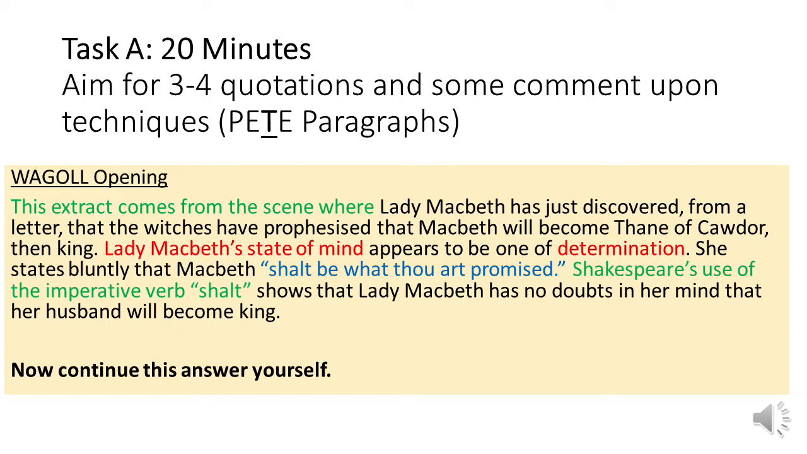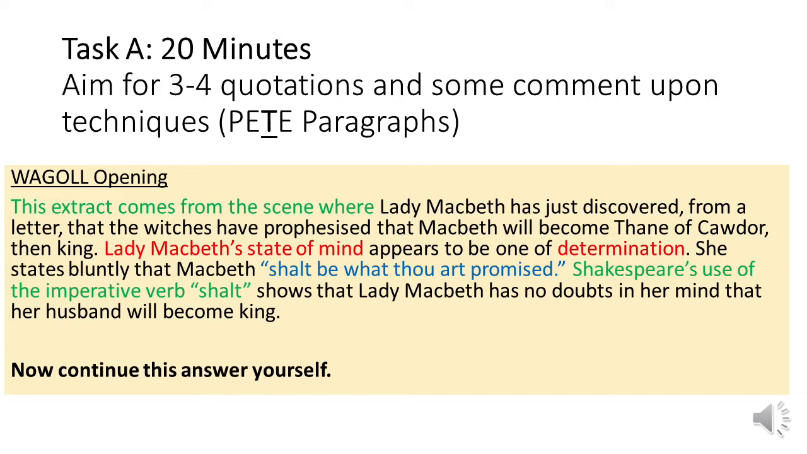Lady Macbeth's state of mind, I've put that in red. I'm referring to the question, that's what the question asks. And I'm saying what a state of mind is. Always answer the question clearly. What is a state of mind? She seems to be determined. She appears to have a state of mind of determination.